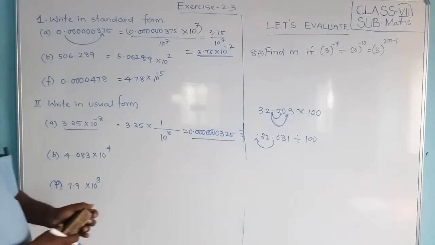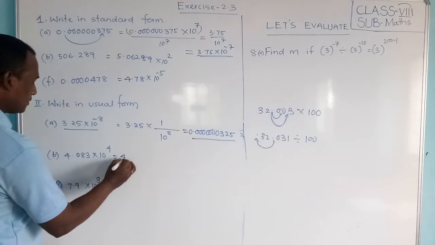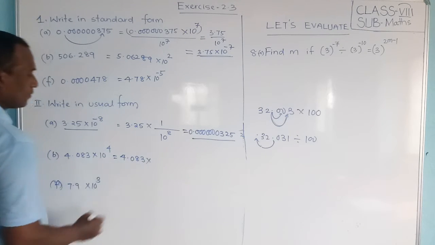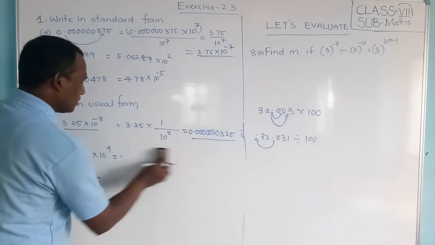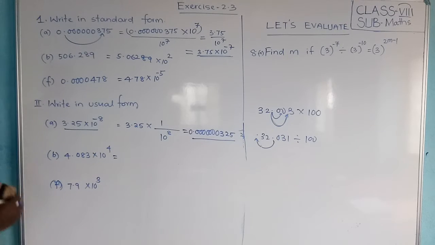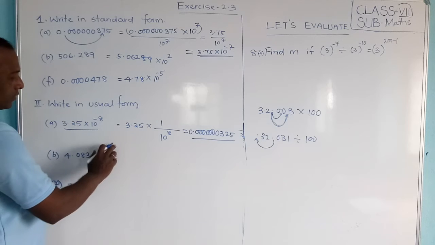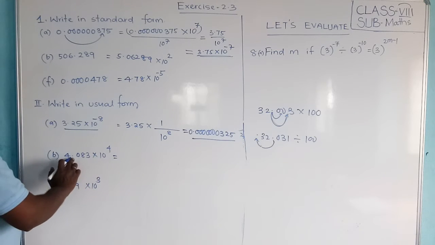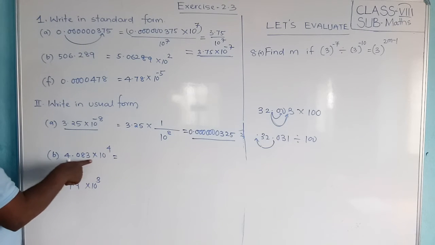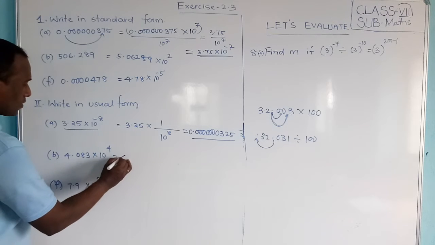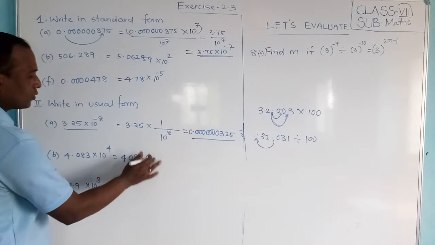This is the usual form. Same like this, we have to do 4.083 into 10 power 4, friends. No need to write it twice. We can write the answer like this, students. Here the power is positive, so as usual we are multiplying by 10 power 4. That means the decimal place will go to the right side. How many digits are there already? 3 are there, so one more we did. So 40830 will come here. No need to keep the rest.